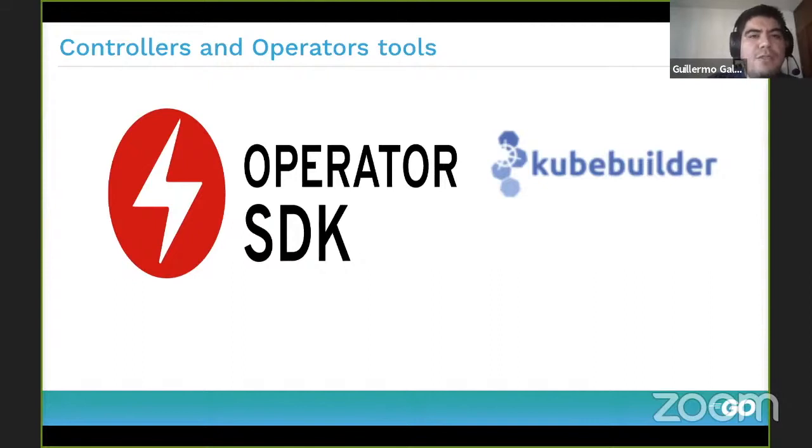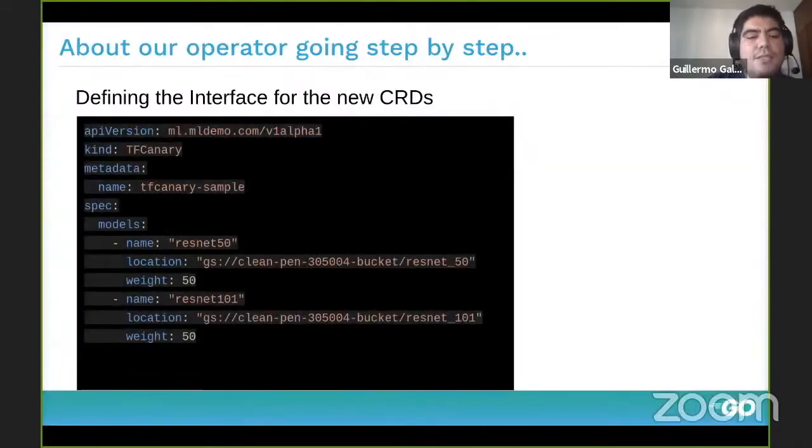Operators are like software extensions to Kubernetes that make use of custom resource definitions to manage applications and their components. We are going to make use of the operator SDK because it's designed for providing all the necessary tools to build, test, and package operators. And also it's kind of easy because I'm going to show you an example where you are just going to focus on the logic and on the permissions that the controller will need. So let's see.